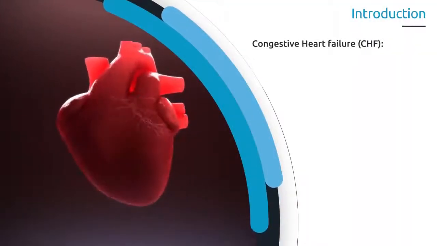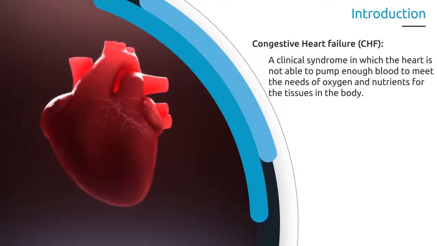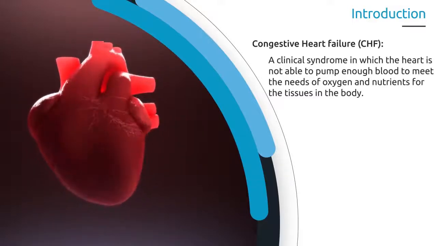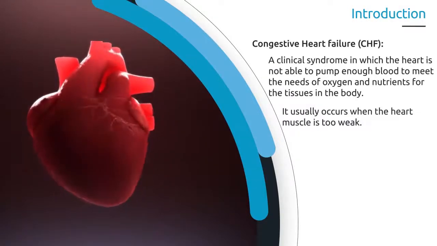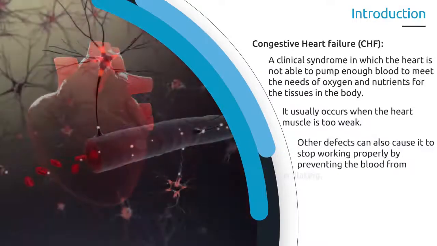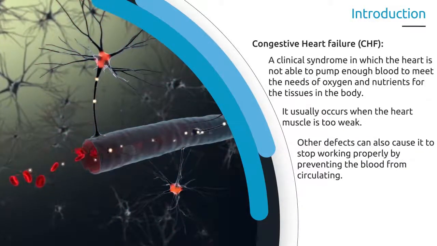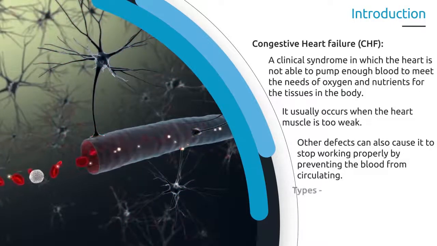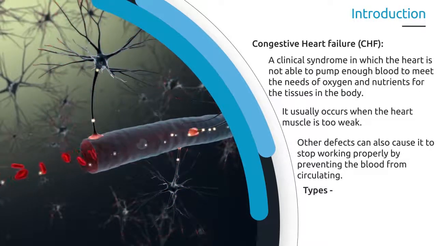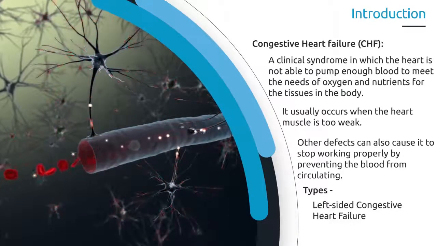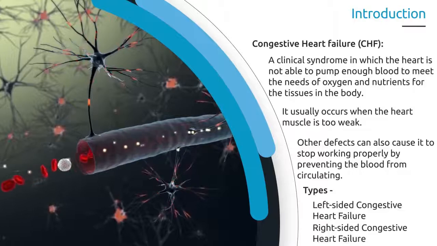Congestive heart failure or CHF is a clinical syndrome in which the heart is not able to pump enough blood to meet the needs of oxygen and nutrients for the tissues in the body. It usually occurs when the heart muscle is too weak. Other defects can also cause it to stop working properly by preventing the blood from circulating. There are two types of congestive heart failure. First, when it happens on the left side, and second when it happens on the right side.